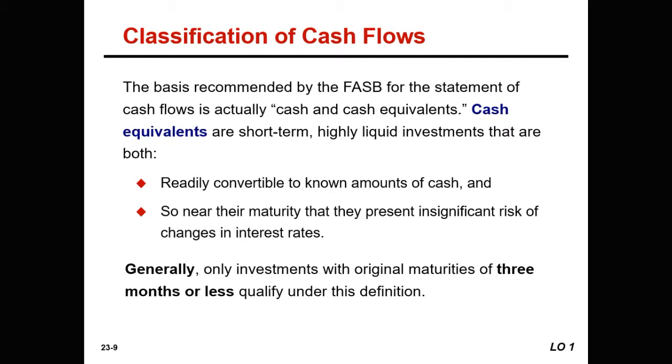The basis recommended by FASB for the statement of cash flows is actually cash and cash equivalents. Cash equivalents, as you will recall, are those short-term, highly liquid investments that are both readily convertible to known amounts of cash, and they're so near their maturity that they present an insignificant risk of changes in interest rates. Generally, that's going to be maturities with 3 months or less to qualify under this definition.